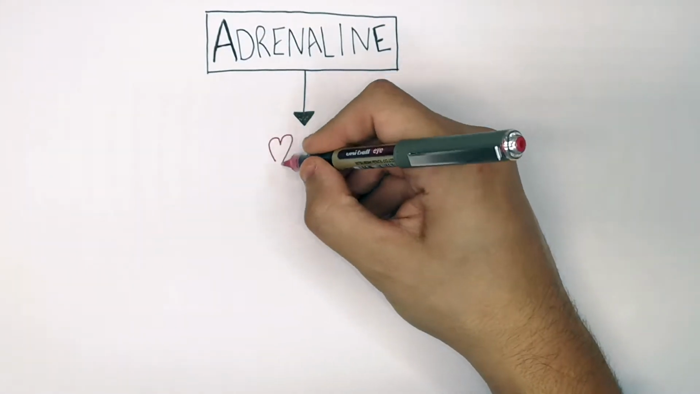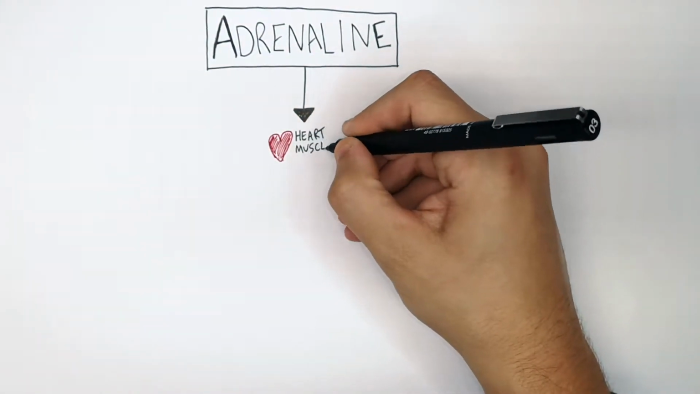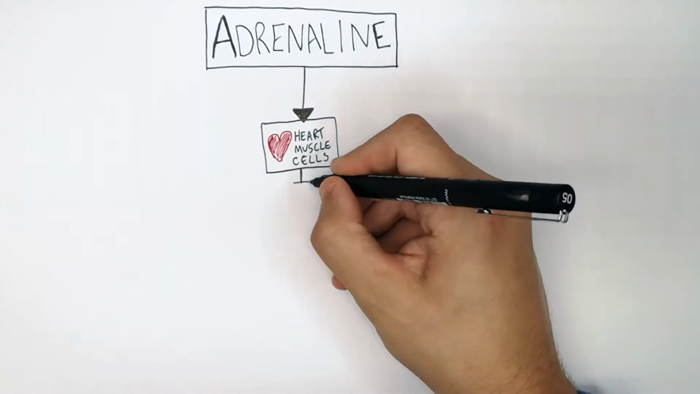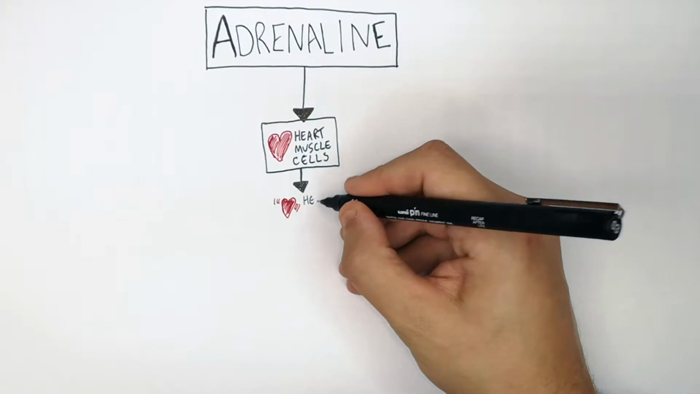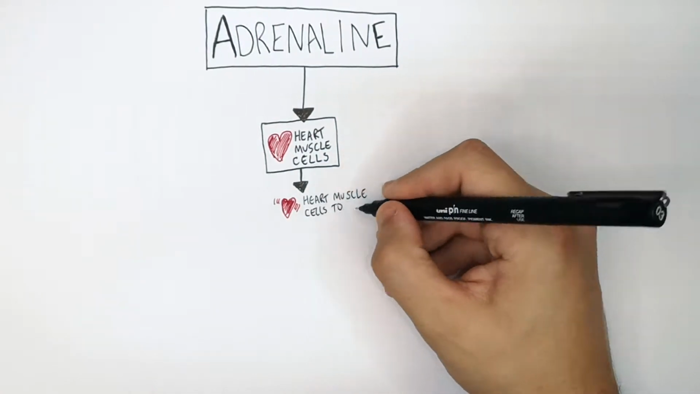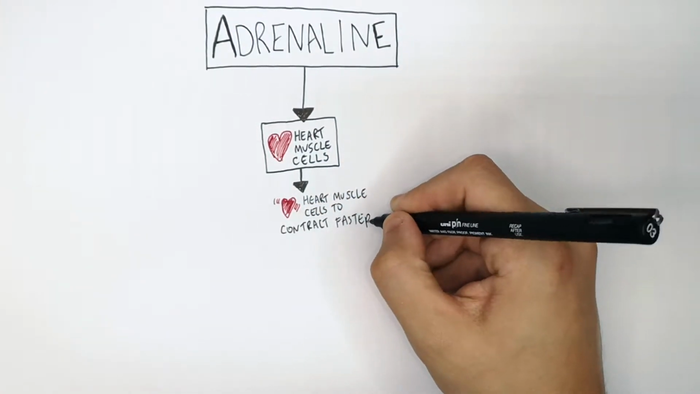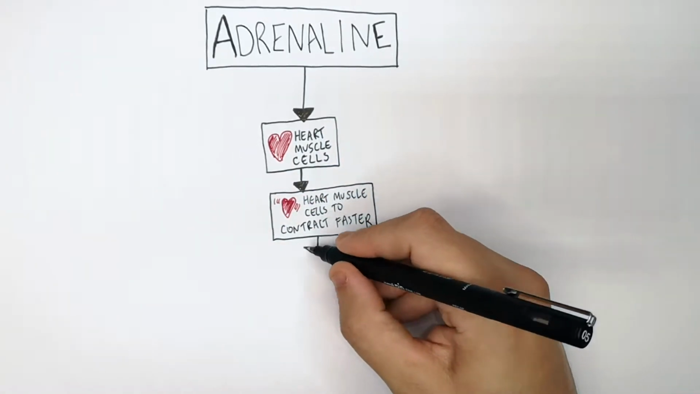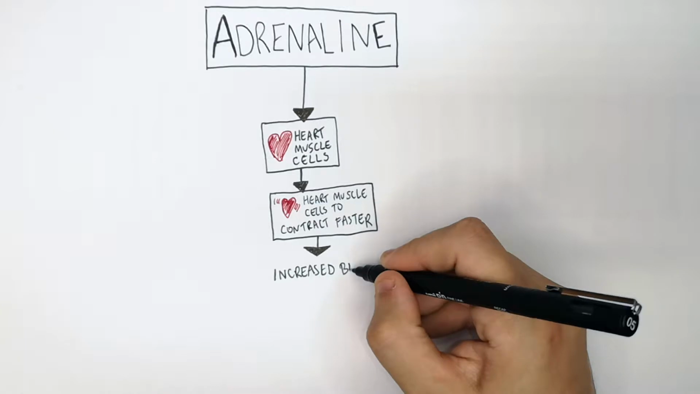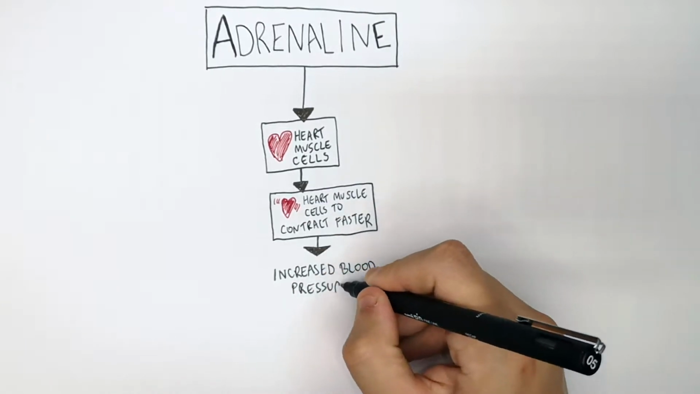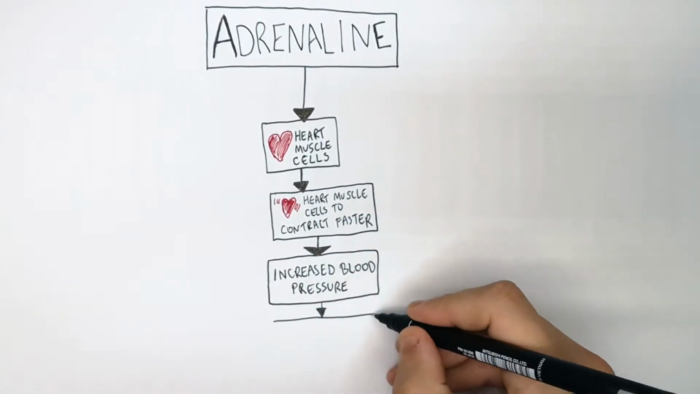Adrenaline travels through the blood from the adrenal gland to the heart muscle cells. So adrenaline goes to the heart muscle cells, whereby they cause the heart muscle cells to contract more quickly. So the heart muscle cells contract faster. This increase in contraction will cause an increase in blood pressure. So blood pressure increases around the body.